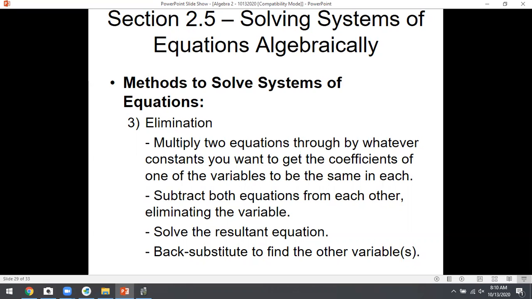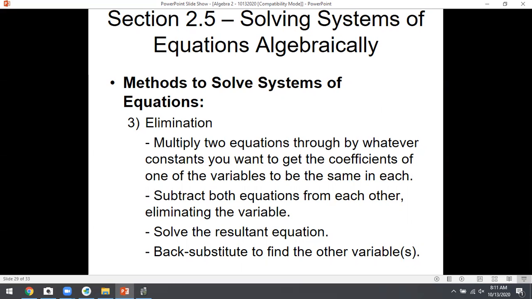Maybe multiply one of them through by 5. Maybe multiply another one through by -3, something. Because you want the coefficients, and that's the numbers in front of the variables, to be kind of the same in both equations for whatever variable you're trying to get rid of. The second one says subtract both equations. You could add them. That's equally fine. Add or subtract both equations from each other.